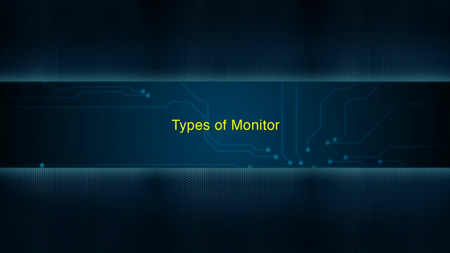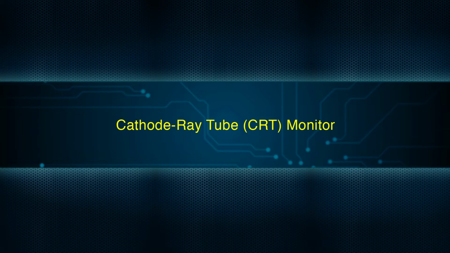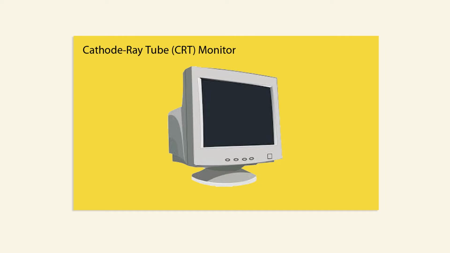Types of monitors. There are two kinds of viewing screen used for monitors: cathode ray tube (CRT) and flat panel display. Cathode ray tube or CRT monitor. The CRT display is made up of small picture elements called pixels. The smaller the pixels, the better the image clarity or resolution.